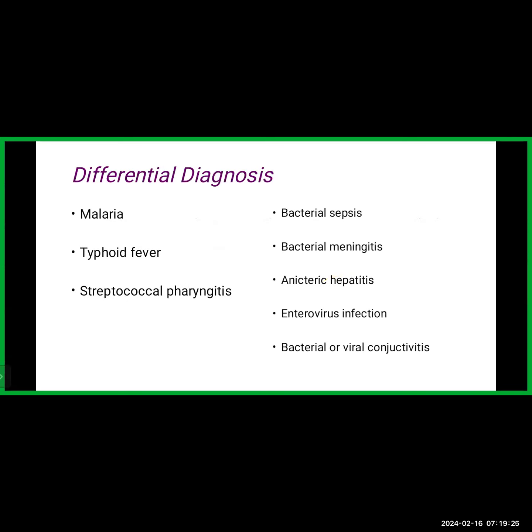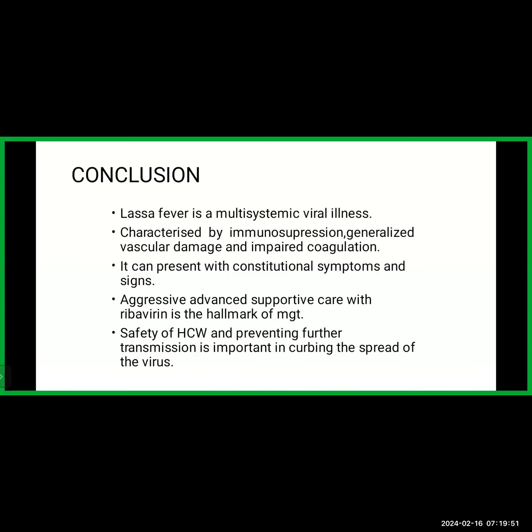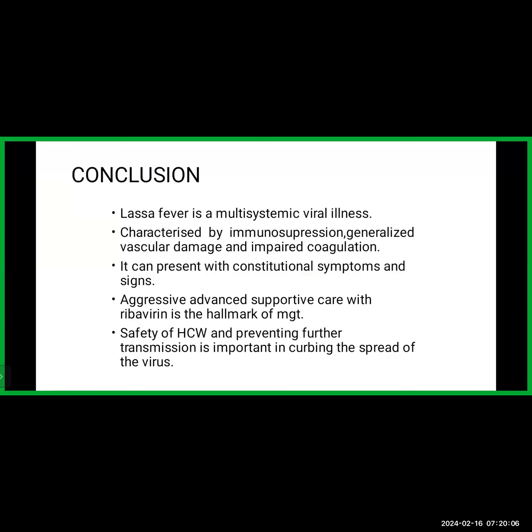These are the differential diagnoses, and majorly, prevention and control of Lassa is very important. There should be use of PPE and hand hygiene, especially when one is taking care of patients with Lassa fever. Then there's a proper way of donning and doffing the PPE, and we should be properly trained on how to do so. In conclusion, Lassa fever is a multisystemic viral infection, characterized by immunosuppression, generalized vascular damage, and impaired coagulation. It can present with constitutional symptoms and signs like the patient described in the question presented. Aggressive advanced supportive care and treatment with ribavirin is a hallmark of management. Safety of healthcare workers and prevention of further transmission is important in curbing the spread of the virus.